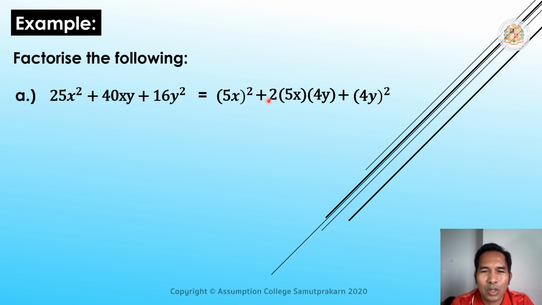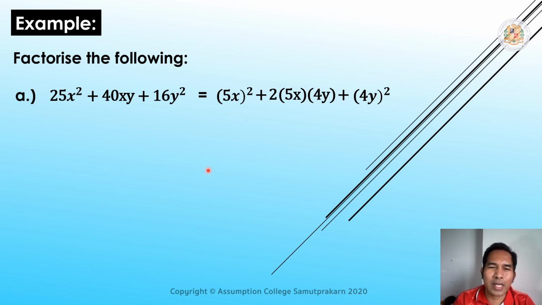So again, 2 times 5. What is 2 times 5? 10 times x, 10x. So 10x times 4. What is 10x times 4? So 40x times y, so 40xy. So that means it complies. It complies that this one is a squared plus 2ab plus b squared. That means this is a perfect square. So that means we can factor it.